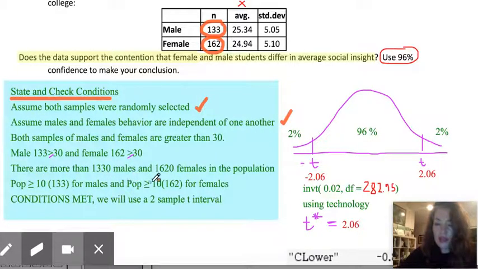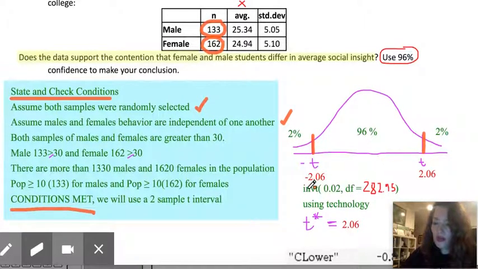And I showed the same thing for females as well. We will say conditions met, and we will use a 2-sample T interval. Now, since we are asked to use a 96% confidence, if you remember how we do that, 96% is in the middle. Therefore, we have 4% left over, and we're going to divide that equally to both tails.